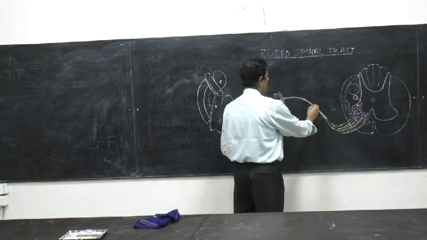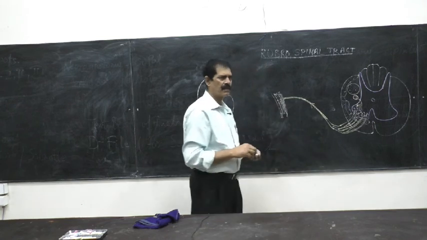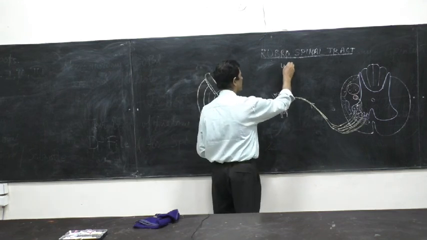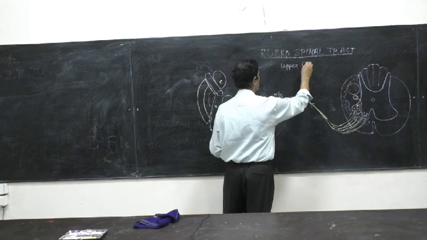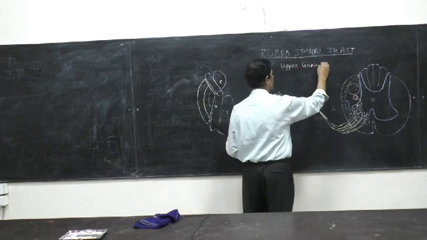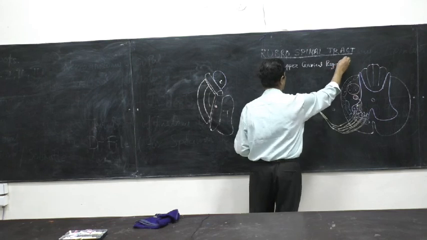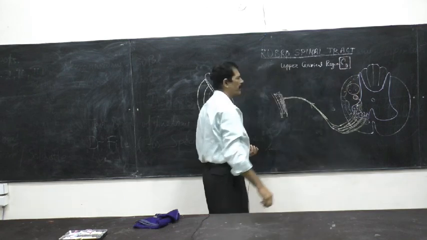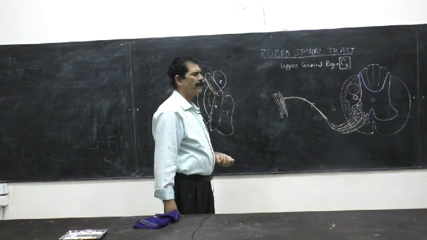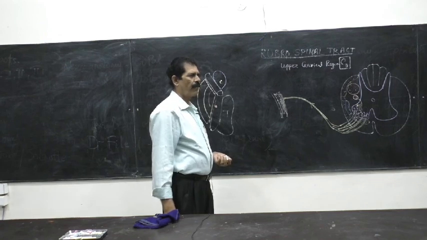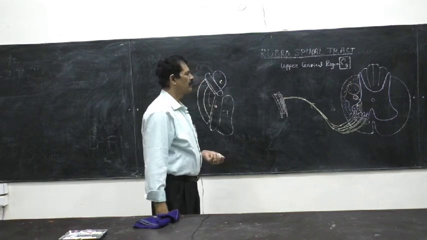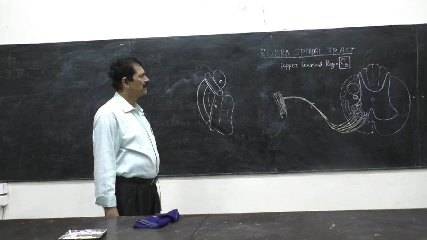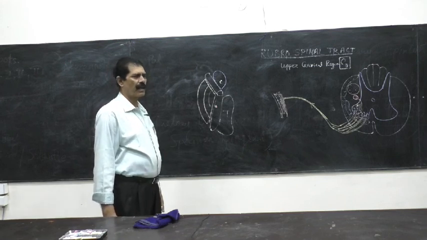But this rubrospinal tract is only rudimentary in humans, and it is only present in the upper cervical region, not the whole of the spinal cord, up to the third cervical segment. From here they go to the muscles of the body with the C3 nerve. Because of the C3 nerve, they are confined to the upper region of the cervical region.